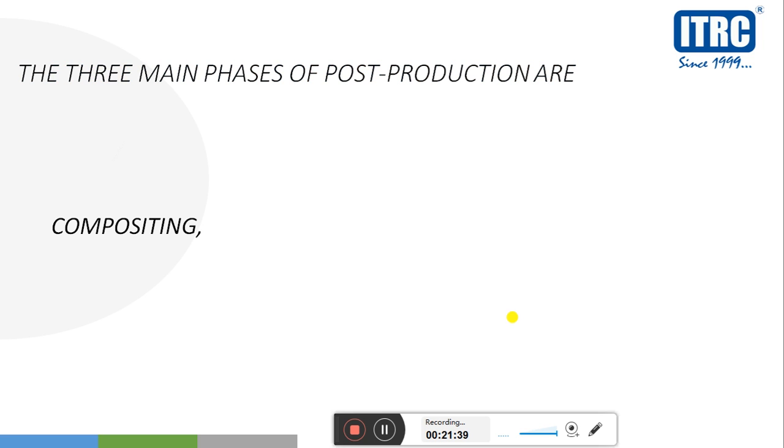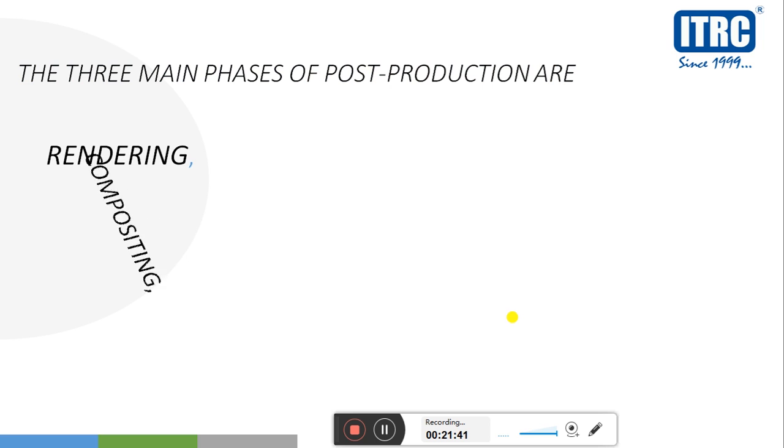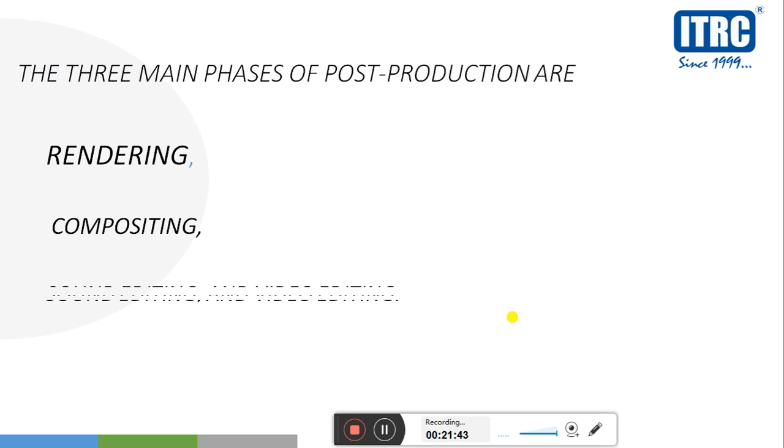The three main phases of post-production are rendering, compositing, and editing.